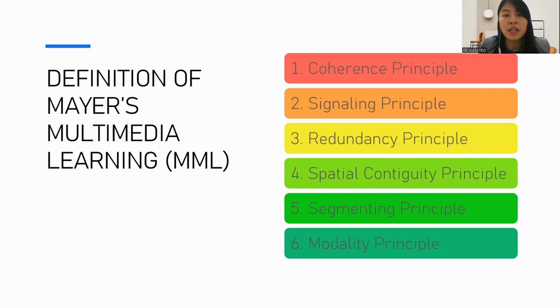And number 4 is the spatial contiguity principle. This principle suggests that when students are exposed to related words and pictures close together rather than far apart, they are more likely to learn more deeply. It is better for students to learn from presentation slides when the associated words and pictures are near each other rather than far apart on the page or screen.